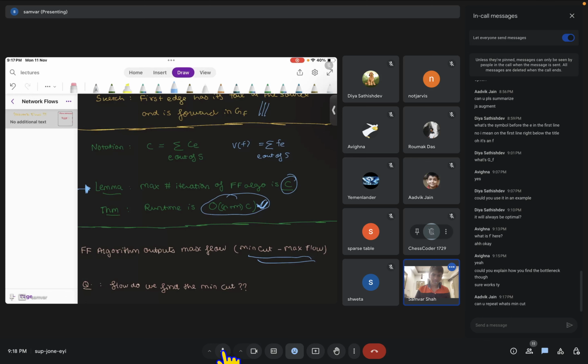Do you want to find the edges in the min cut or just the size? What I was trying to say is, can you give me the partition, like which vertices are in set A and which are in B? You don't need the edges. So just the size. Yeah, you could say the size.